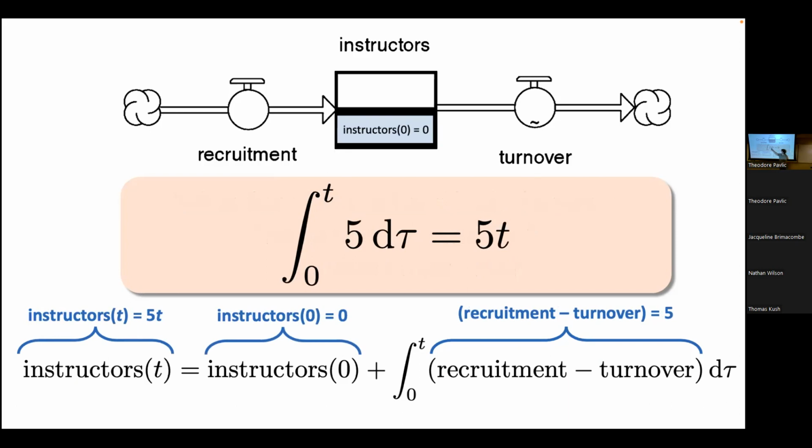So with its slope being whatever that constant was. So if the recruitment minus turnover is a constant 5, then I would expect that when I plot the instructors over time, it would be a line with slope of 5, basically meaning every time unit, every month, we gain 5 instructors. So that's kind of what we would expect.